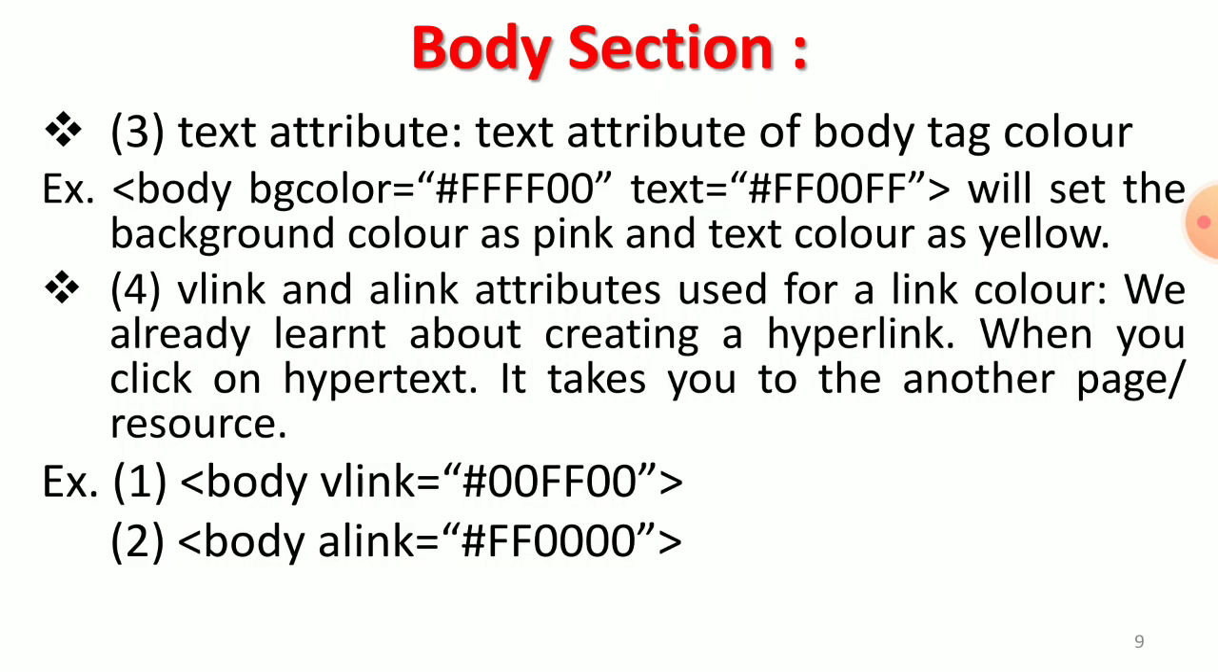Next is the text attribute. The text attribute of the body tag defines text color. Example, body bgcolor equals to hash sign 4 times f and 2 times 0. Text equals to 2 times f, 2 times 0 and 2 times f. We set the background color as pink and text color as yellow.